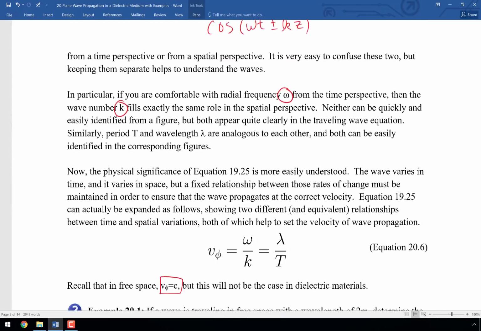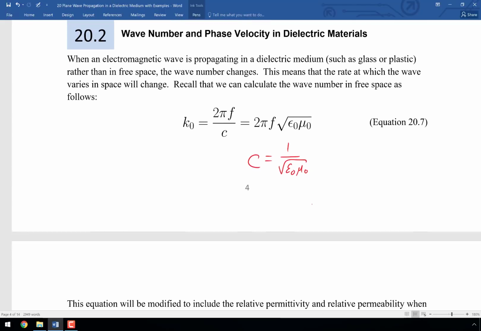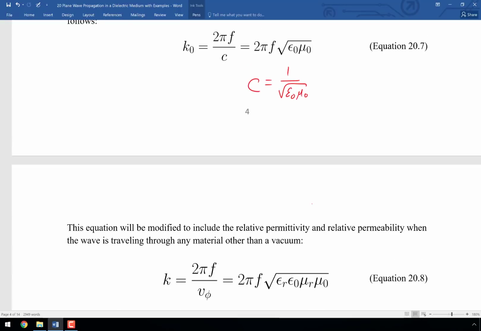The reason for that is because when we go into dielectric materials, we're going to find that the wave number is going to change. So when we get into the dielectric material, I want you to remember that in free space, the k sub 0, the wave number in free space, is 2 pi f divided by c, which is 2 pi f times the square root of epsilon 0 times mu sub 0. Because remember that c is 1 over the square root of epsilon 0 mu sub 0. So having the c in the denominator flips that up into the numerator. So that's equation 20.7.